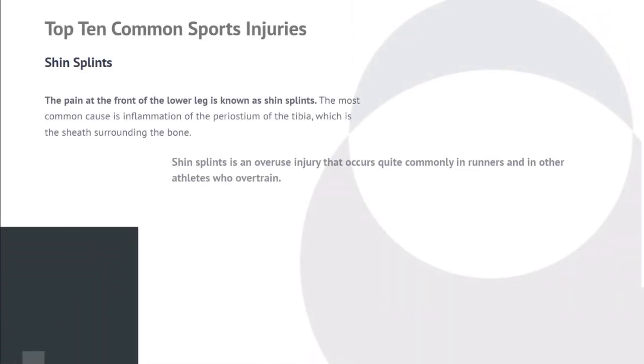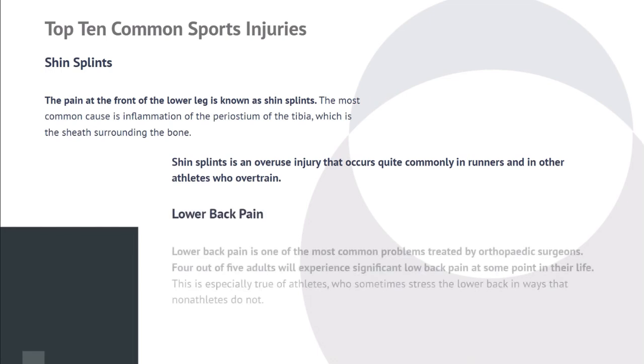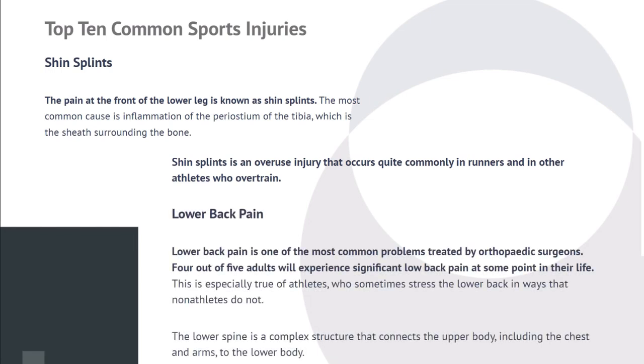Shin splints. The pain at the front of the lower leg is known as shin splints. The most common cause is inflammation of the periosteum of the tibia, which is the sheath surrounding the bone. Shin splints is an overuse injury that occurs quite commonly in runners and in other athletes who overtrain.